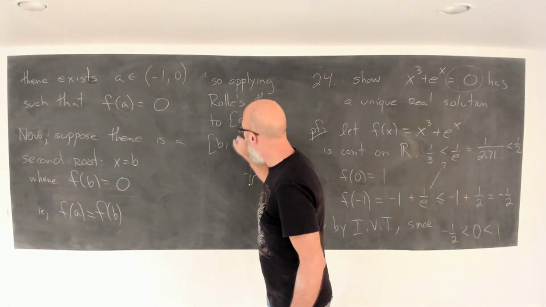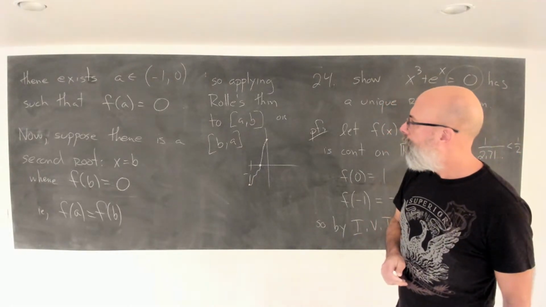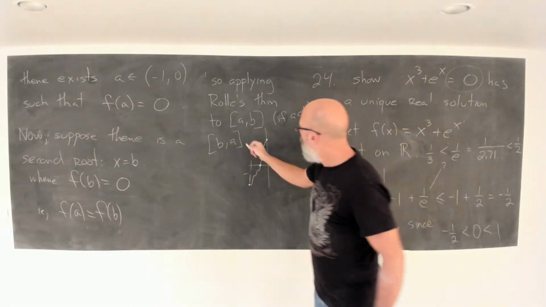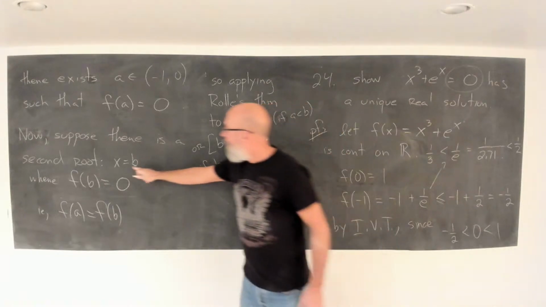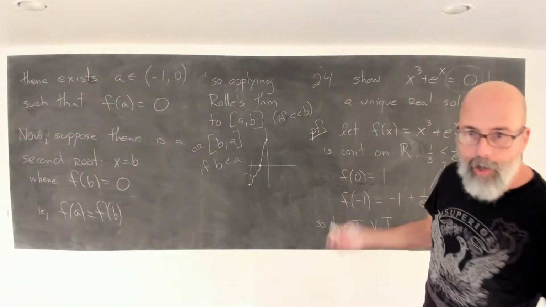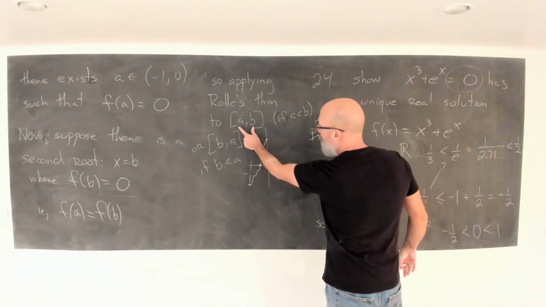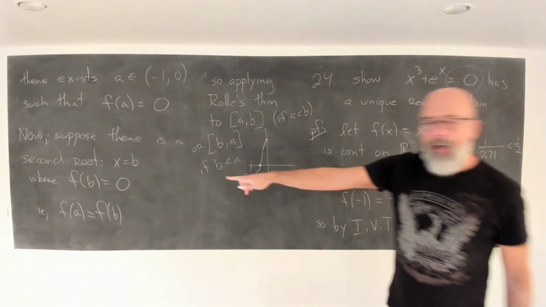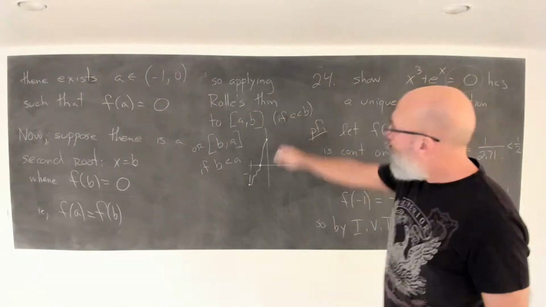or BA, if B is less than A, because we don't know how A and B are related. One has to be bigger than the other. They're not equal. If B is the bigger one, you're going to apply Rolle's theorem to this. If A is the bigger one, you're going to apply Rolle's theorem to this. In either case, f of A and f of B are equal. So it doesn't matter.